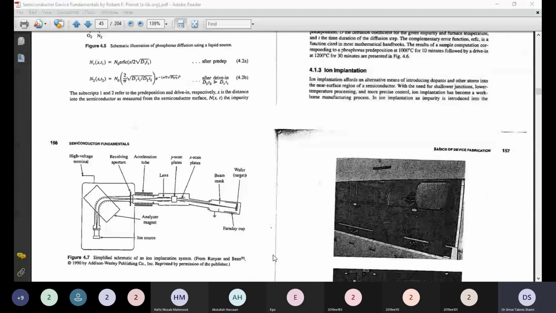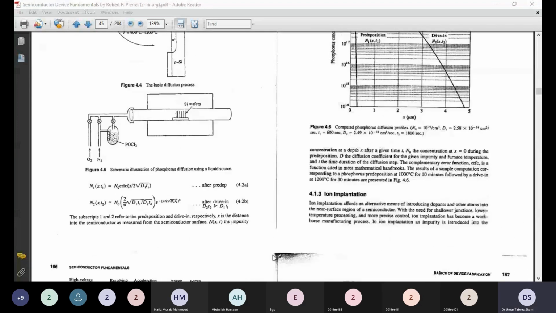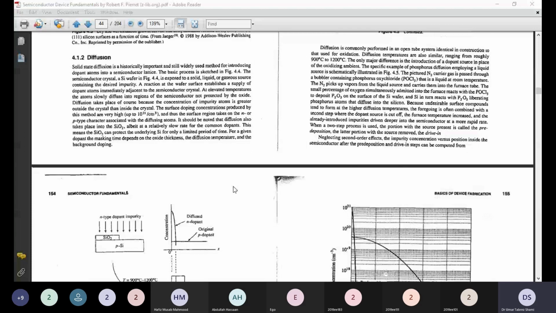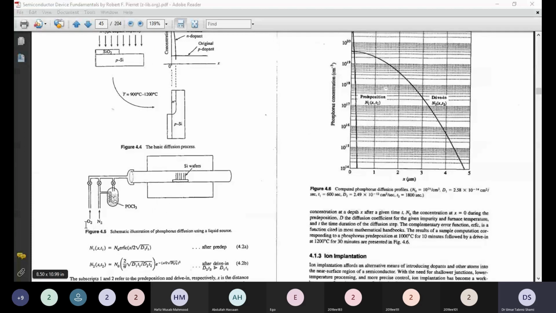So here in figure 4.5, we have the illustration of phosphorus diffusion using a liquid source. Here we have the chamber. The chamber has the silicon wafers. From one side we have the phosphorus oxychloride and then nitrogen and oxygen.